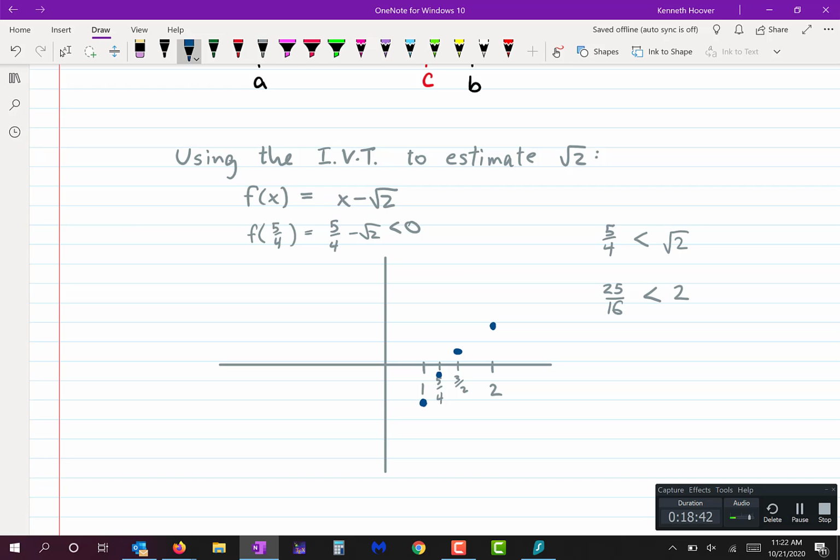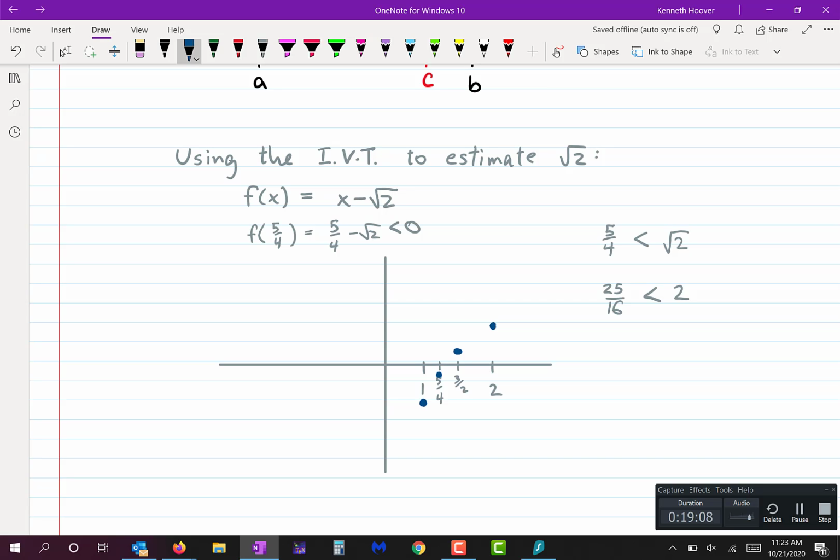So now I can say that the graph of f crosses the x-axis somewhere between 5/4 and 3 halves. So the square root of 2 is somewhere between 1.25 and 1.5. And then you just keep halving over and over again until you get whatever level of accuracy you would like. Okay?